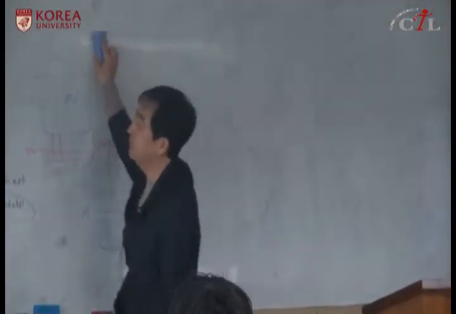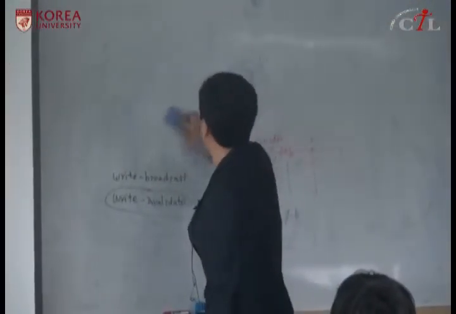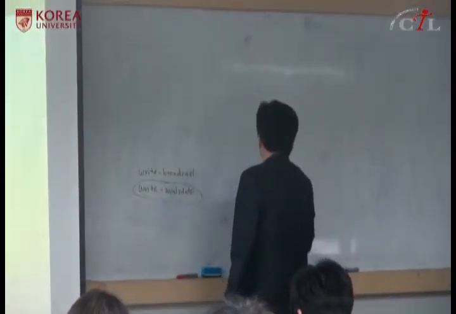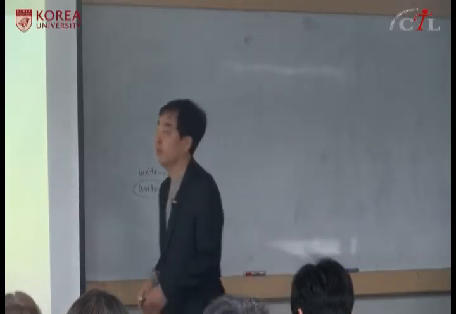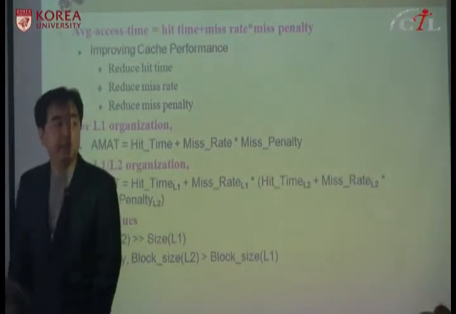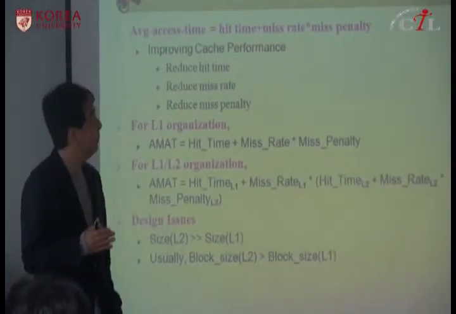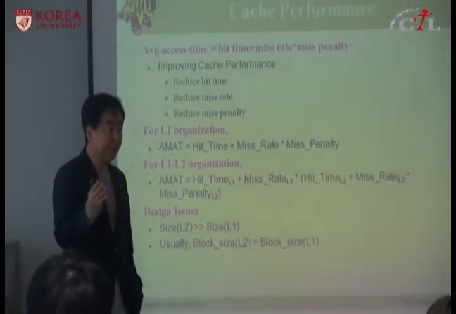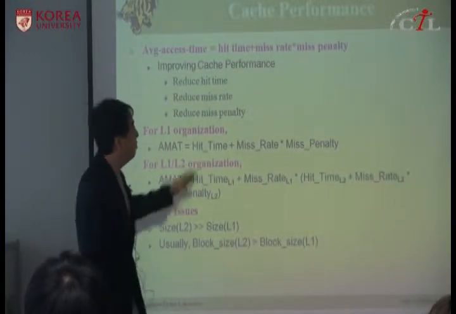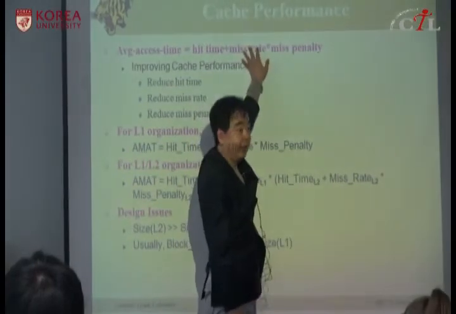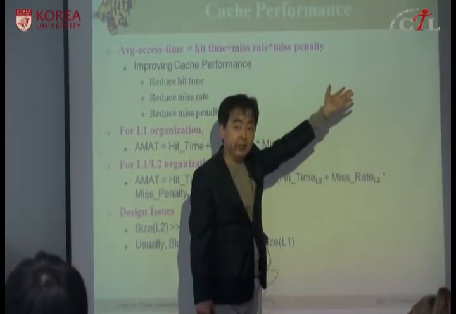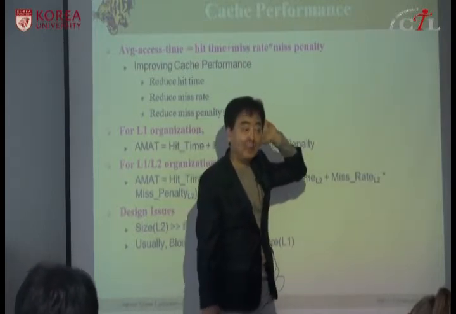For cache performance, you have to think of this equation: average memory access time. Average memory access time is equal to the cache hit time, because you have to look up the cache anyway, no matter hit or miss, plus, if you miss, you have to pay the miss penalty. You have to go to memory. So average memory access time is equal to hit time plus miss penalty.